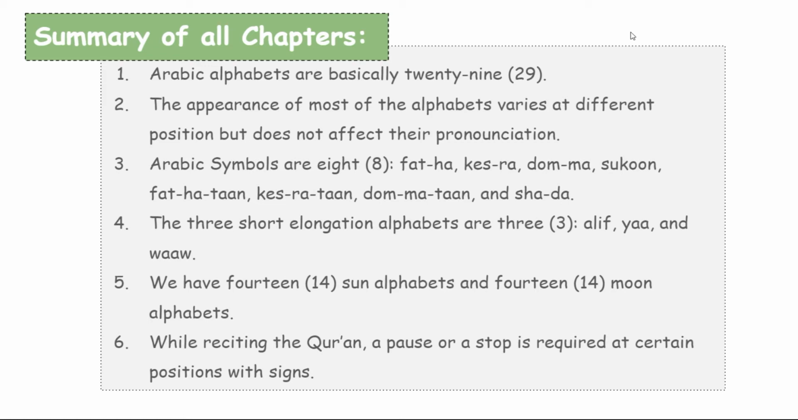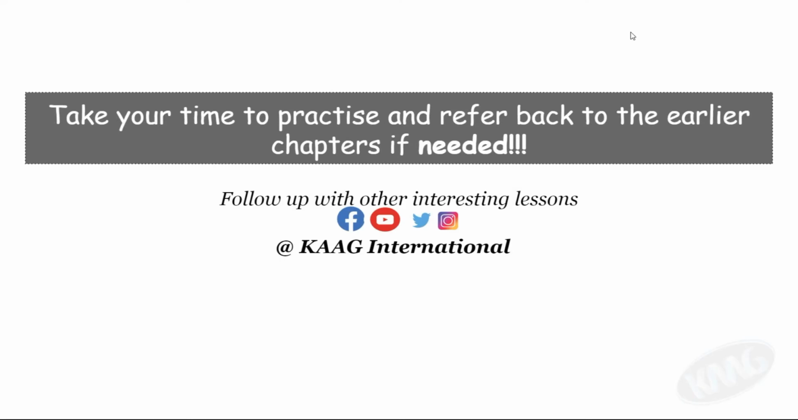We said we have 14 Sun alphabets and 14 Moon alphabets. And as well, we talked about making a pause or stop while reciting the Qur'an with each of their signs. I pray Almighty Allah makes this very easy for us. So this is going to be the end of our lesson at the end of this chapter.